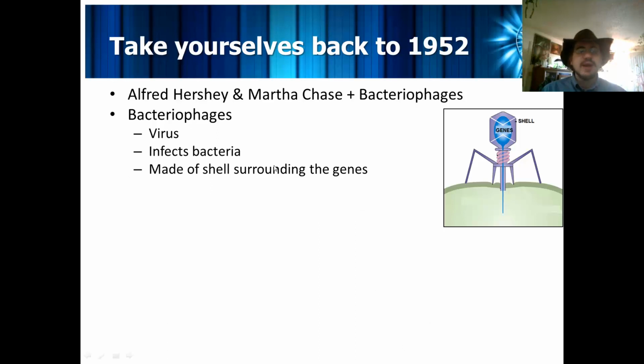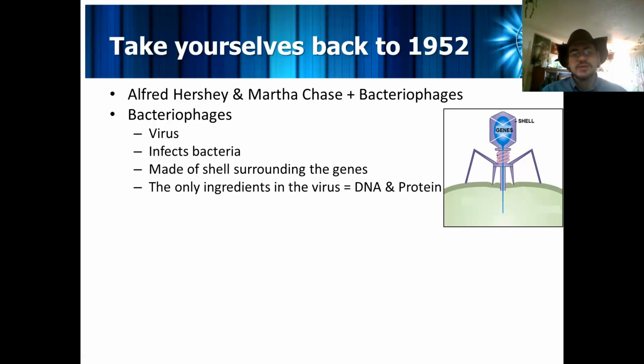And so it's made of a little shell. So this complex shell right here looks kind of like an Apollo moon lander, and the shell surrounds and encloses and protects the genes. And the only ingredients in that virus are DNA and protein. So here was something that was going to be useful in determining whether or not DNA or protein carried the genes that cause viral infections.